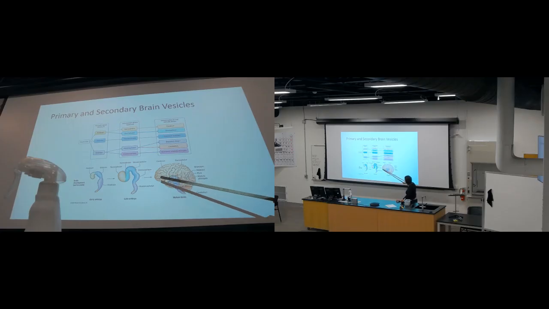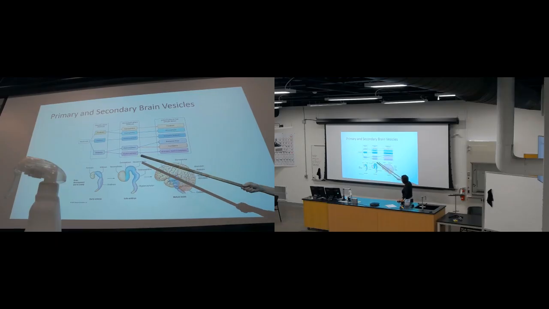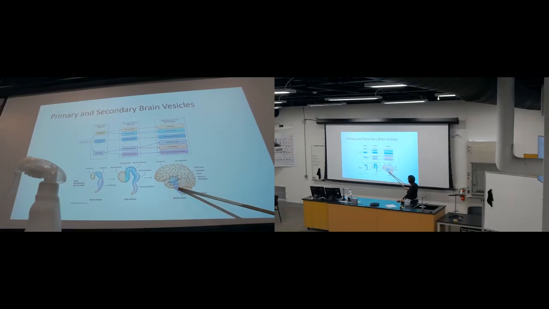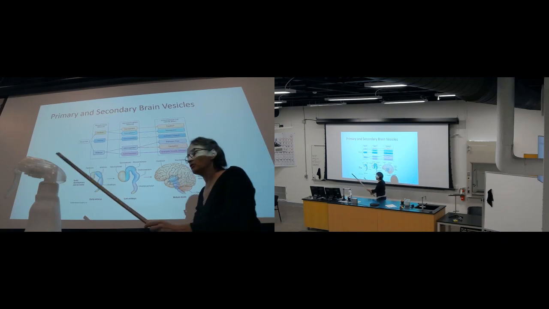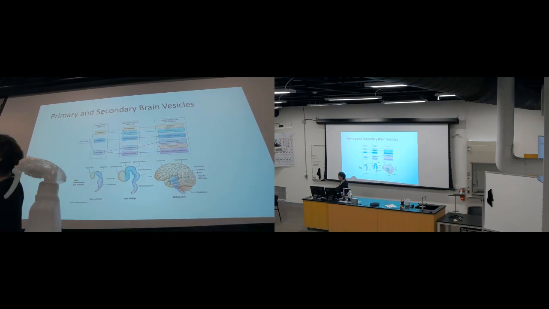And then out of this metencephalon, you form the cerebellum. And then out of this myelencephalon, you form the medulla oblongata, which is just below the pons. And now the pons comes also from the metencephalon. So they have a different embryological origin.